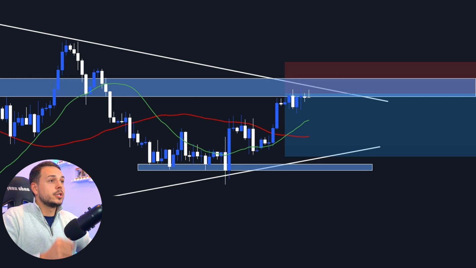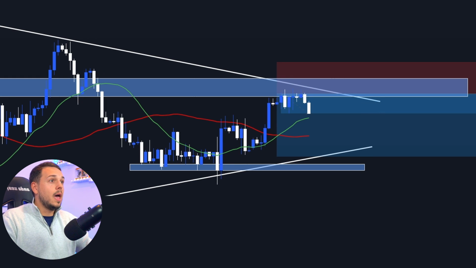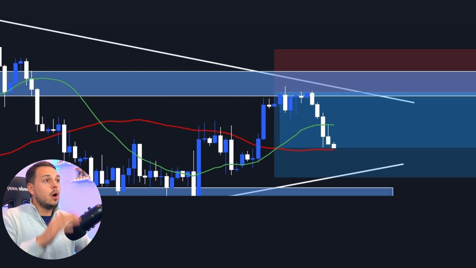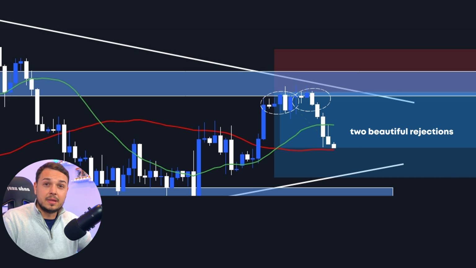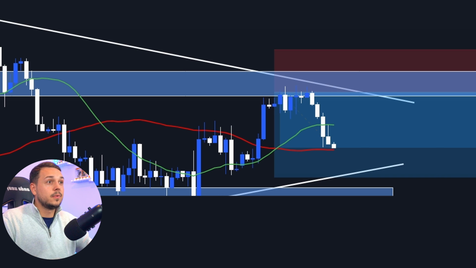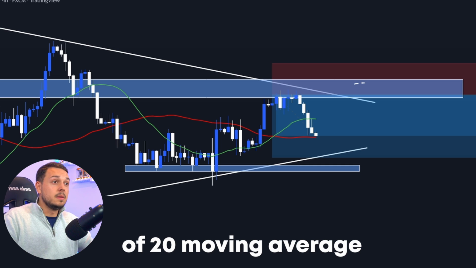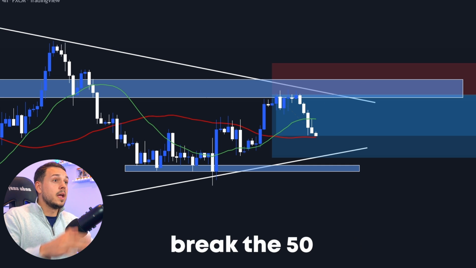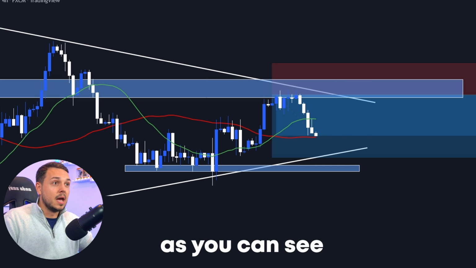So a nice bearish engulfing candlestick attempt, and then another one forms off the area of sensitivity that we marked on the daily time frame, and a nice break of the 20 moving average attempted to even break the 50, as you can see at the moment.